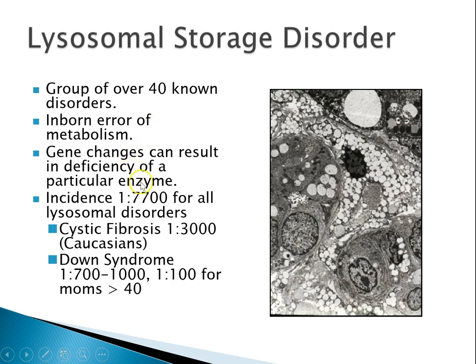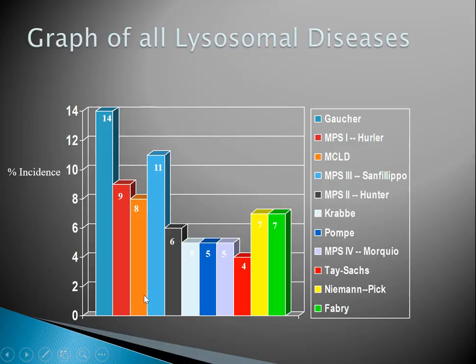Gene changes can result in a deficiency of a particular enzyme. The incidence of all lysosomal storage diseases put together is about 1 in 7,700. To put this in comparison, cystic fibrosis is about 1 in 3,000, and Down syndrome is about 1 in 700 to 1 in 1,000.